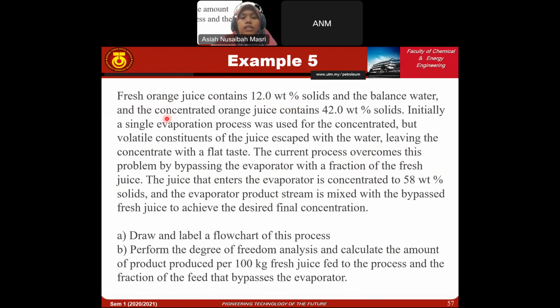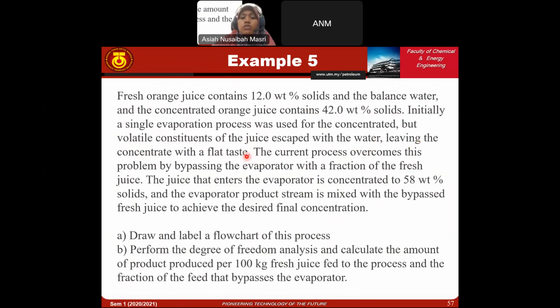And then the concentrated orange juice, so we have another stream. The concentrated orange juice contains 42 weight percent solids. What are the rest? The rest will be water. So it's just concentrated. Here is 42 weight percent solids. How much water? That will be 58 weight percent water. Initially, a single evaporation process was used for the concentrate. But volatile constituents of the juice escape with water, leaving the concentrate with a flat taste. So this was a problem.